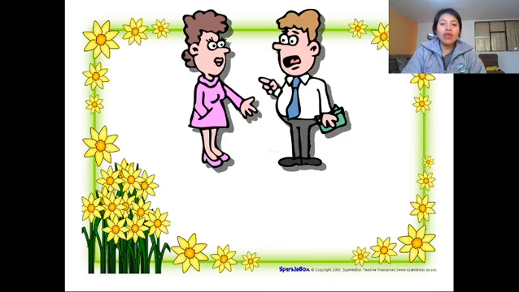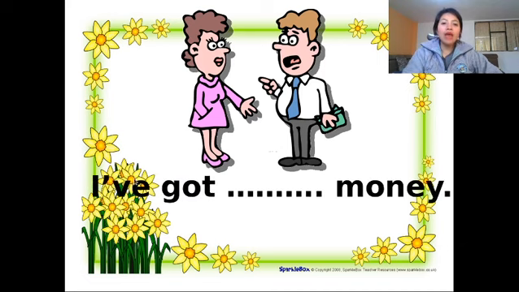Okay, here we have an image. Can you see this image, right? Here we have a woman and a man. What does this man have in his hand? Very good. He has some money, right? I've got, this is a positive sentence, money, right? What are we going to use, some or any? If it is positive, we are going to use some. Very good. I've got some money, right?